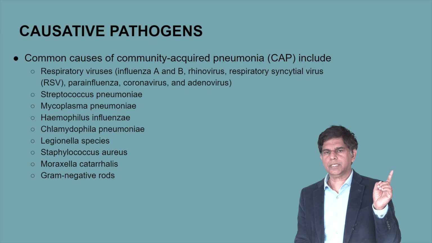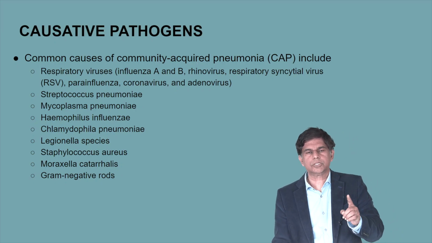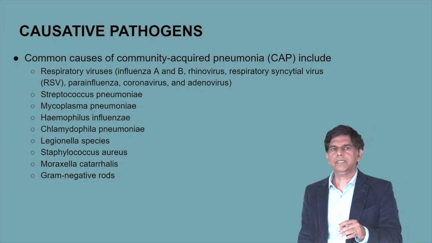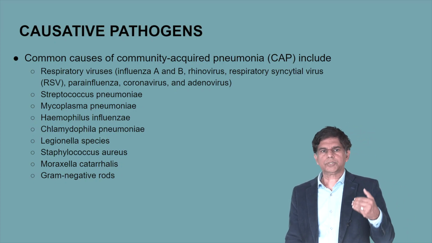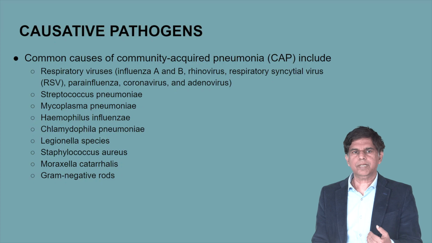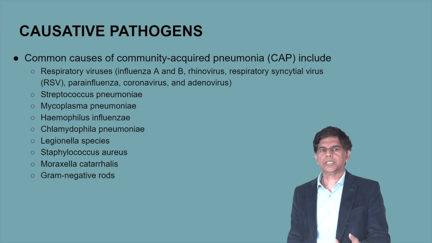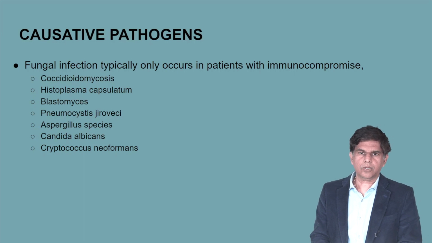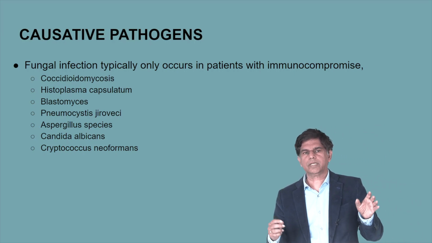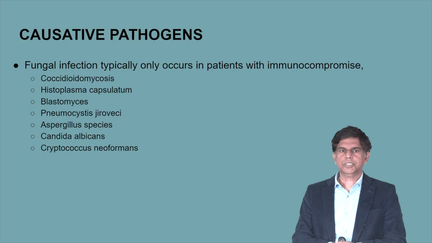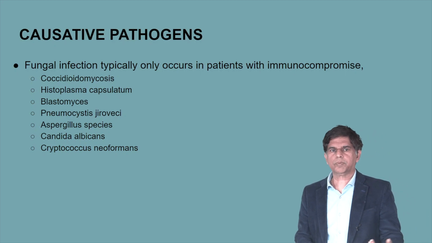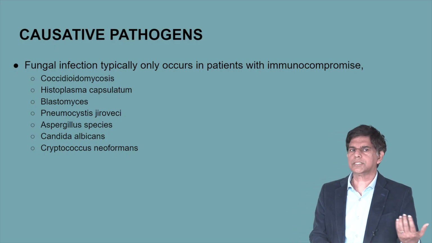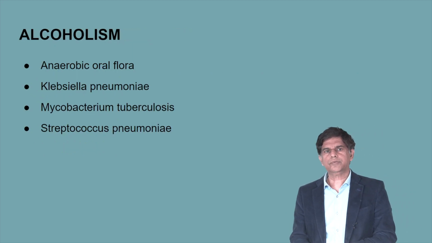Common pathogens, I think, is very, very important. You need to know what the common pathogens are, right? You have respiratory viruses, influenza A, B, Streptococcus, Mycoplasma, Haemophilus influenzae, Chlamydophila, and Legionella, Staphylococcus, Moraxella, gram-negative rods. And when you talk about the causative pathogen, let's also look at fungal infections causing pneumonia: coccidioidomycosis, Histoplasma capsulatum, Blastomyces, Pneumocystis, Aspergillus, Candida, and Cryptococcus neoformans.